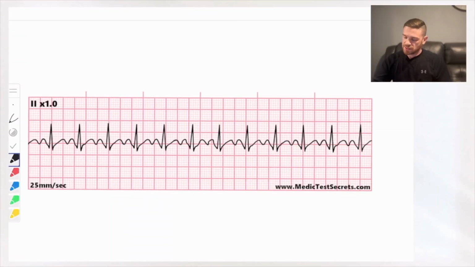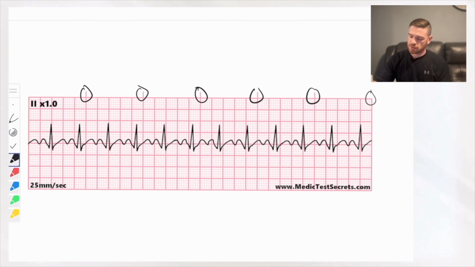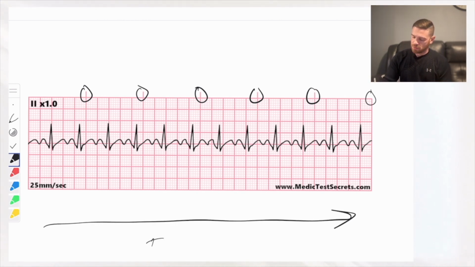So in this first example, we want to take a look at this 6-second strip, right? And we know that because we see these lines up top, 1, 2, 3, 4, 5, 6. So we know that each one of those lines is 1 second. So this would be a 6-second strip. So like we talked about before, when we're looking at time, we're going to use time to determine rate.